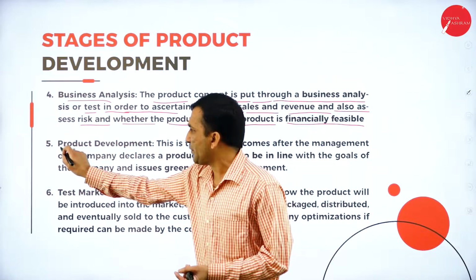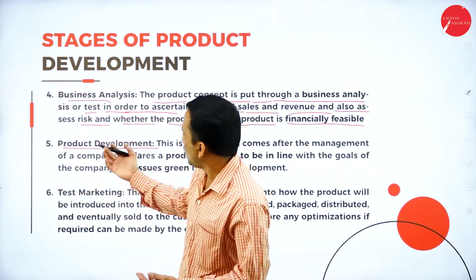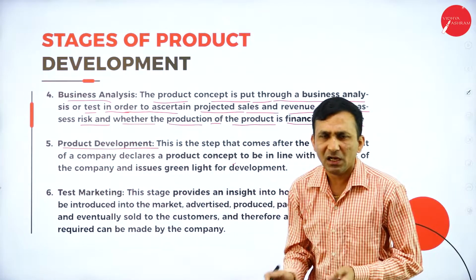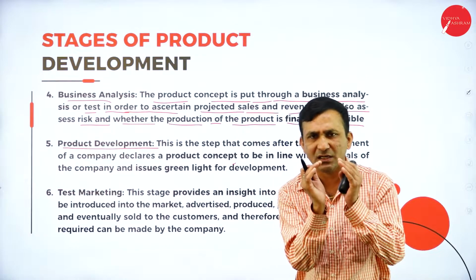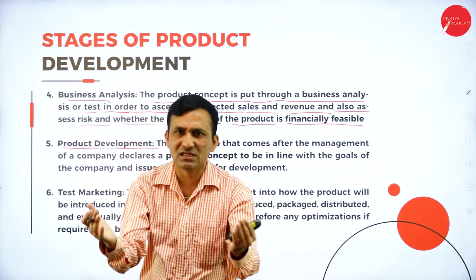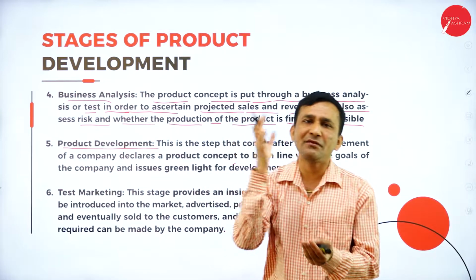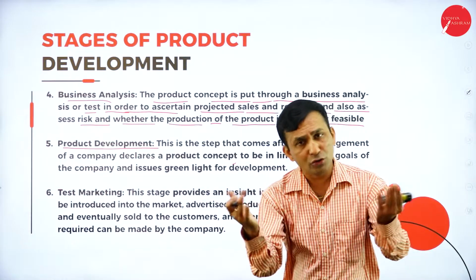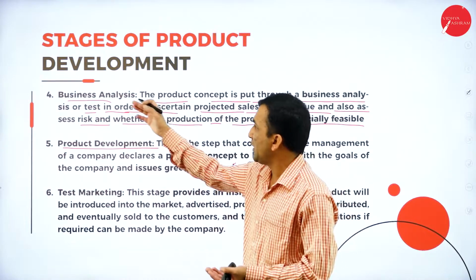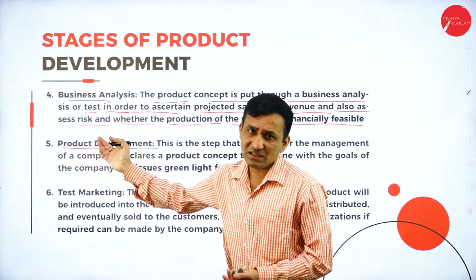And the fifth step, product development. After analyzing, I want to go for developing in mass quantity. In the previous third stage, I produced just for concept development, but in this stage I want to produce mass quantity. After doing the business analysis, the management has given a green signal to produce mass quantity, because we are expecting a good result. Based on the business analysis report, I am able to produce the mass production.